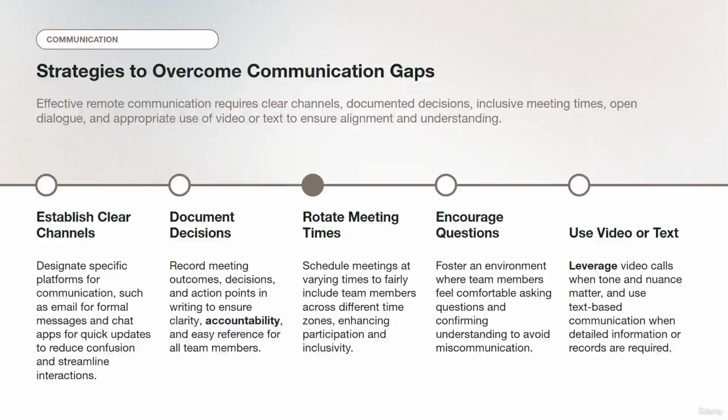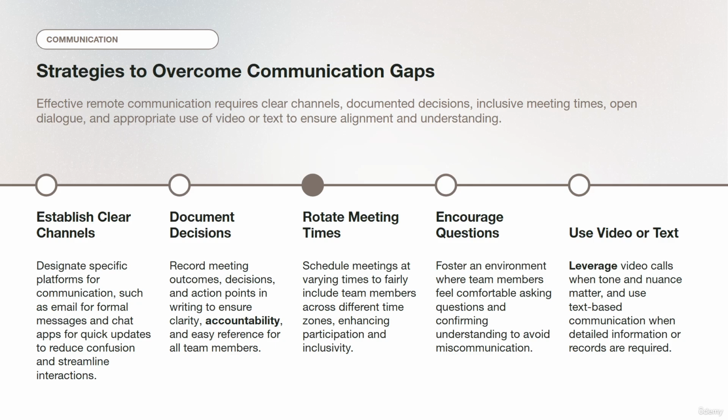Strategies to overcome these gaps in communications: well, we can establish clear channels, designate specific platforms for communication, such as email for formal messages and chat for quick updates to reduce confusion and streamline interactions. You could have protocols about when it's appropriate to send emails and when it's appropriate to send messages, for example. We need to document decisions. Record meeting outcomes, decisions, and action points in writing to ensure clarity, accountability, and easy reference for all team members.